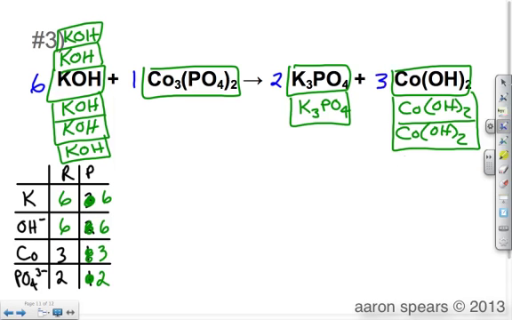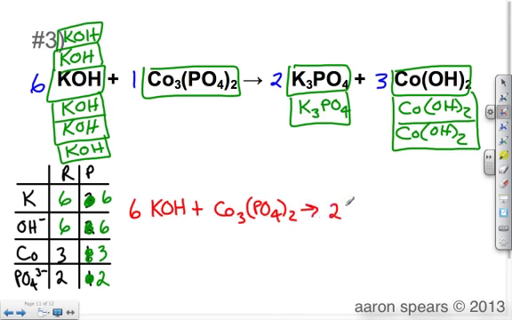Finish up and write my balanced chemical equation. I'm going to leave off the boxes and coefficients of 1, and so I get 6 potassium hydroxide compounds reacts with 1 cobalt 2 phosphate compound to yield 2 potassium phosphate compounds and 3 cobalt 2 hydroxide compounds.